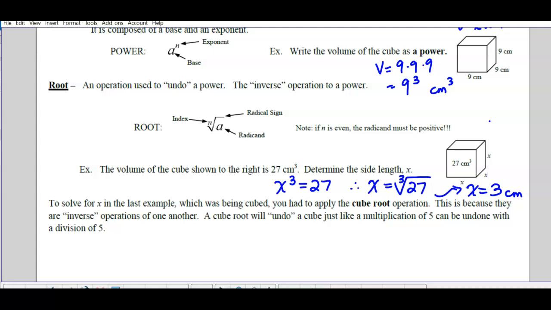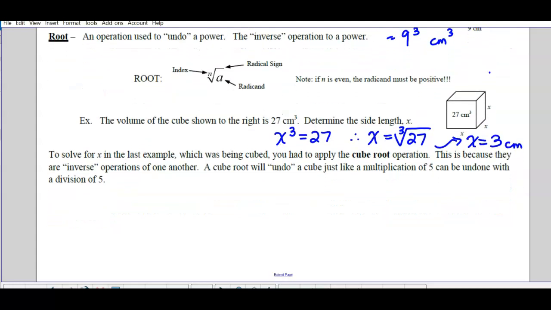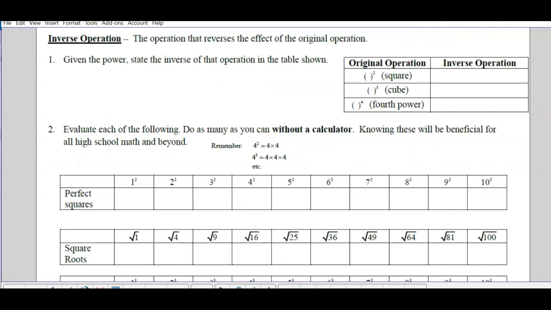So to solve for x in the last example, which was being cubed, you had to apply the cube root operation. This is because they are inverse operations of each other. A cube root will undo a cube, just like a multiplication of 5 can undo with a division of 5. Opposite operations. Okay. So there's a definition there of inverse operation, the operation that reverses the effect of the original. So, here's a little chart here. If your original operation was squaring, then the inverse is square rooting. If your original was cubing, then the inverse is cube rooting. The little 3, like an exponent size, up in the left corner outside the radical. Fourth power is 4th root. Okay?